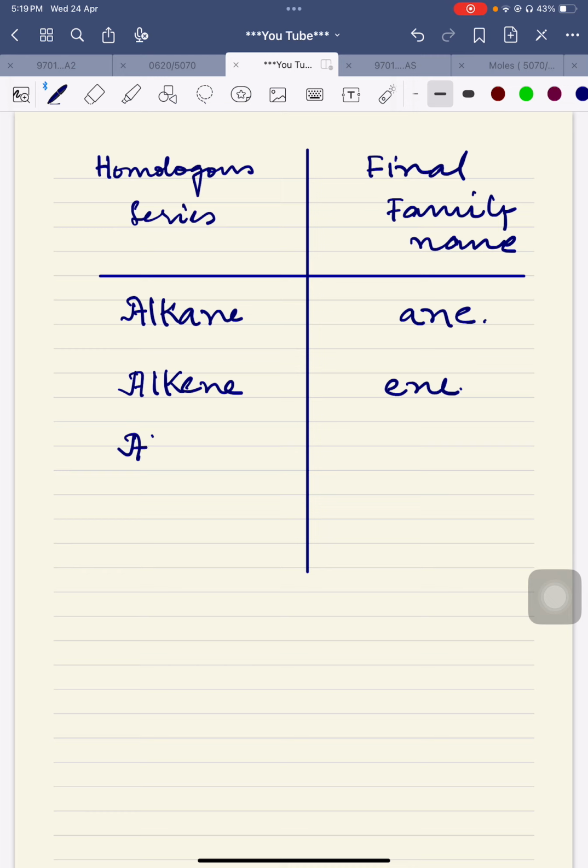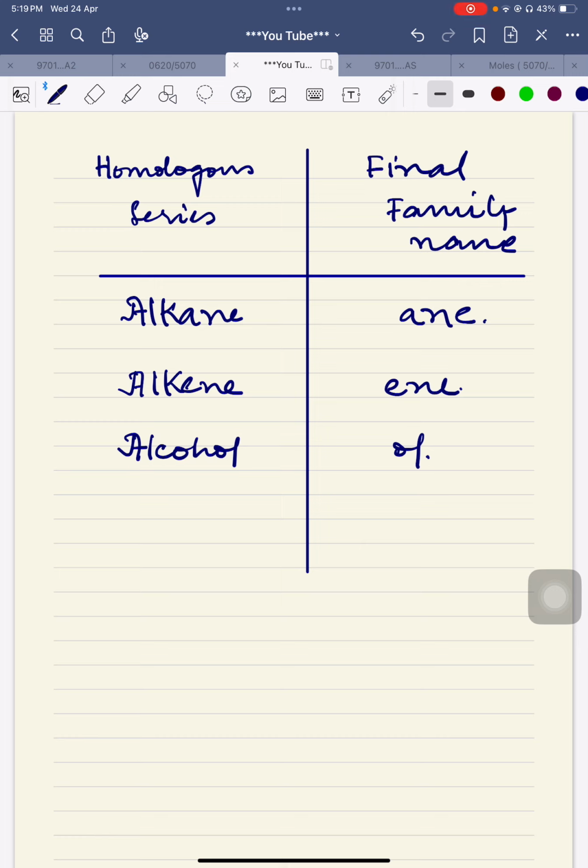If it is an alcohol, the final family name will be ol. So this gives you an idea that there is one compound called cholesterol. The examiner is asking in which category you are going to place it. We are going to place it as an alcohol. Why is it so? Because it ends with ol.